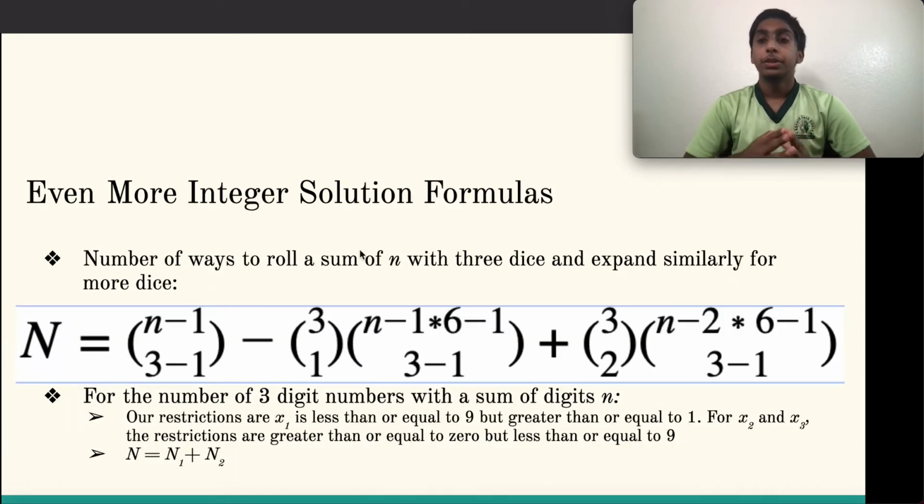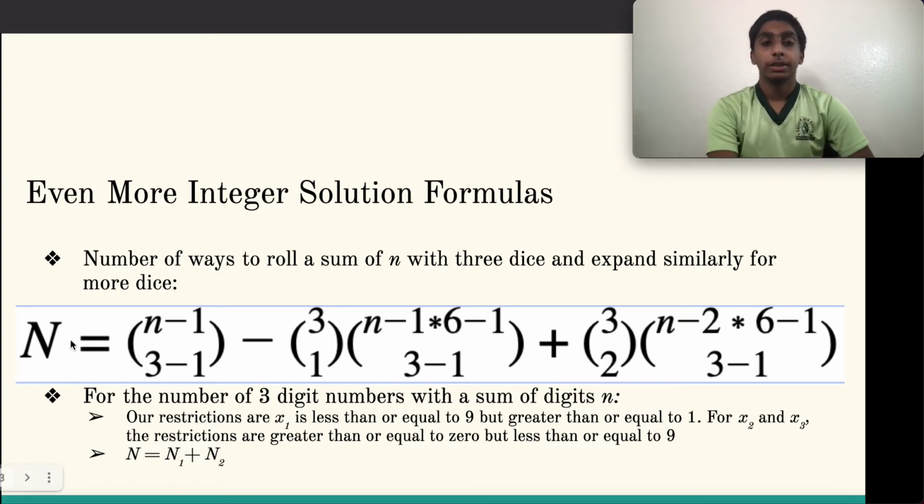So now there's a different type of problem that the same situation or the same formula will apply to. Another type of situation we're often given is they'll ask us how many ways can you roll the sum n with 3 dice. And you can expand this similarly for getting a sum of n with 4 dice, 5 dice, 6 dice, 7 dice, and so on.